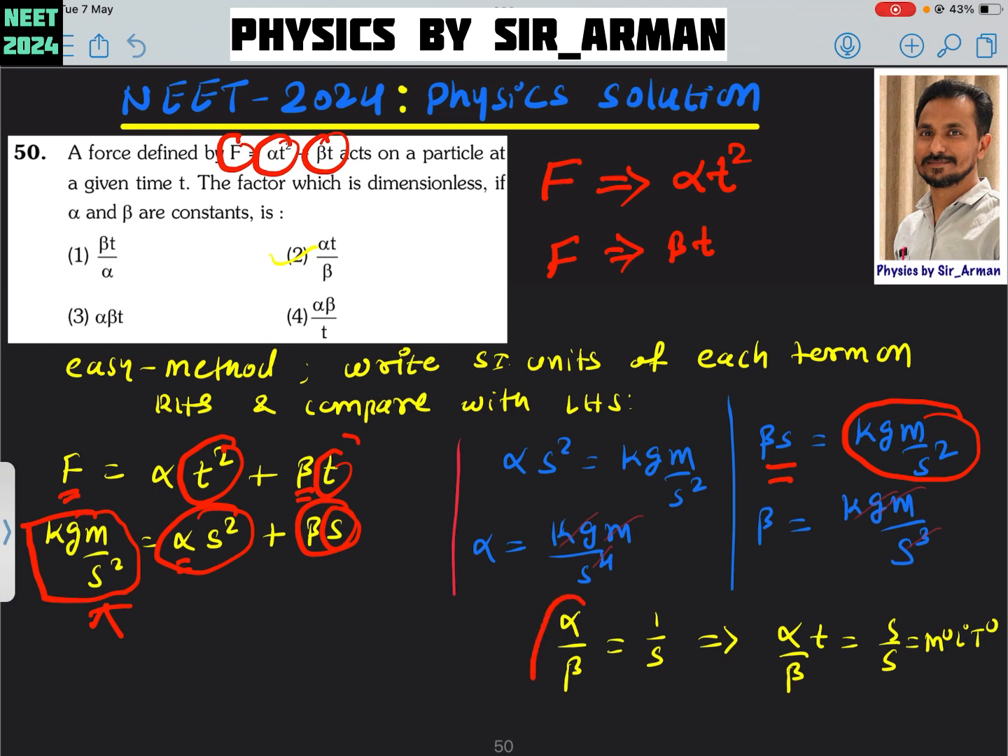Now I am just taking the ratio alpha by beta, because I don't know which one is the correct one. So alpha by beta you will get 1 by s, because here it is fourth power and here it has third power. So 1 by s. Now to remove this s completely, you need one more second here. So if I multiply this term by t, then second will get cancelled. So the ratio becomes dimensionless, means alpha t by beta is dimensionless. So option 2 is correct.